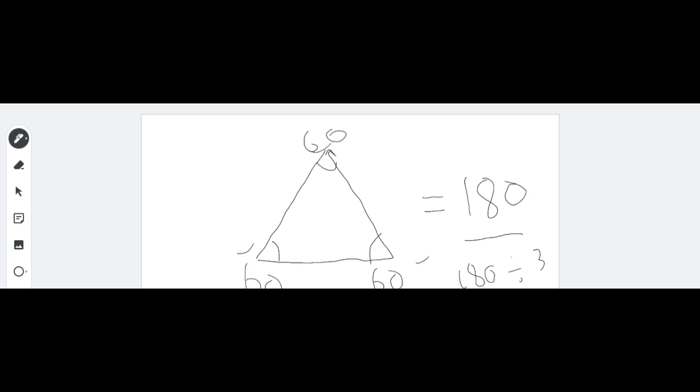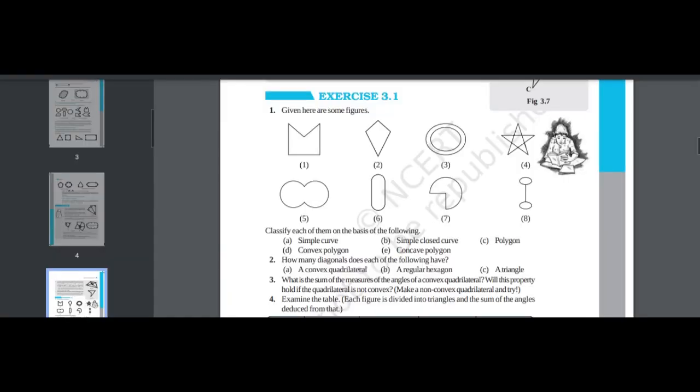We have done the third chapter, the revision topic. We have learned everything. This exercise will include a few topics that we have learned, so we can do this exercise. Here are some figures. We have some figures which are given. Classify each of them on the basis of the following. We just have to define which shape each is.